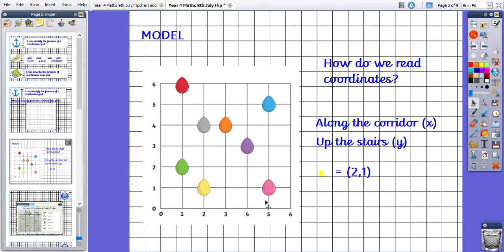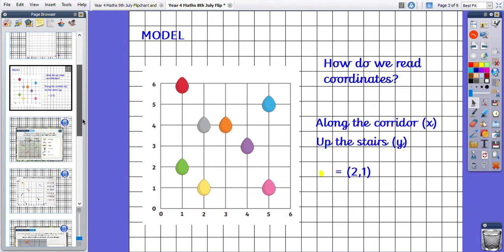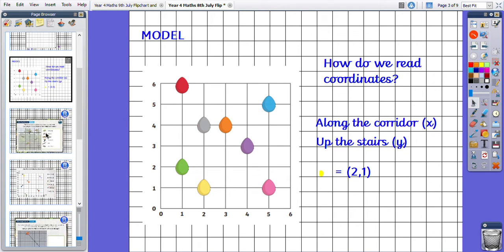Okay, so for pink we would have 5, 1, for green 1, 2, purple is 4, 3, orange 3, 4, grey or white is 2, 4, blue 5, 5, and red 1, 6. Well done if you got those all correct. I know my Octopus absolutely love doing coordinates, so I'm sure you got them all right at home.